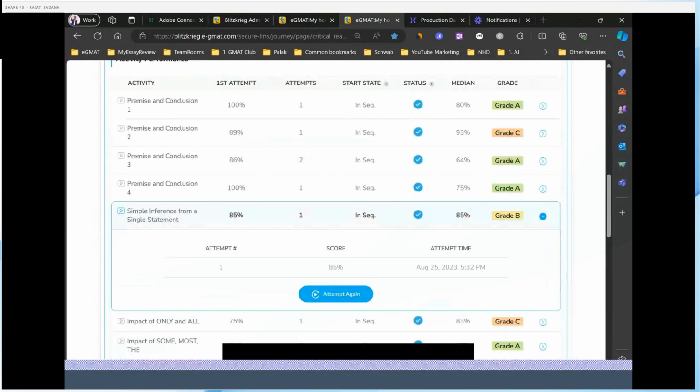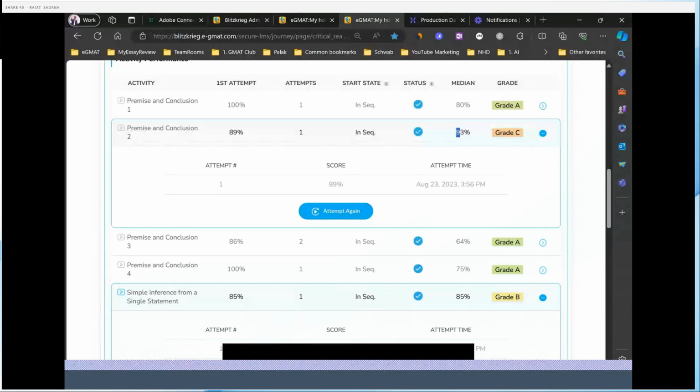And you get these grades at an activity level. Here again, you can see in the first attempt, you got an 86%. That led to a grade A over here. Why? Because the median score in this was 64%. In premise and conclusion too, even though you got an 89% here, you got a grade C because the median score on this file is 93%. And this is really, really important for you to know.